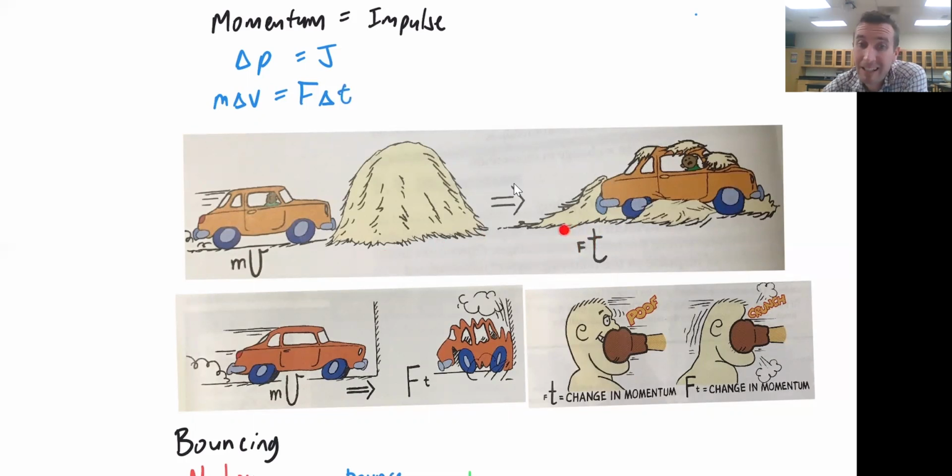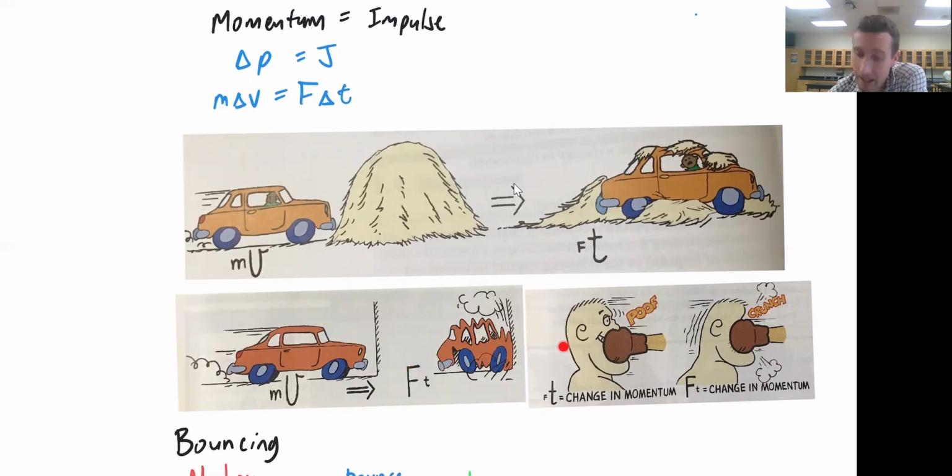Okay, so let's say you hit something that doesn't give as easily as a hay bale. I'm still coming in with a big velocity. It's the same kind of car coming in at the same speed, but then it hits a wall. Well, the wall doesn't let it slow down over a long period of time. The wall slows it down in a very small period of time. So I've got a little bitty t, which means a big force. And you can see due to that big force, the car did not do very well. It got all crushed up.